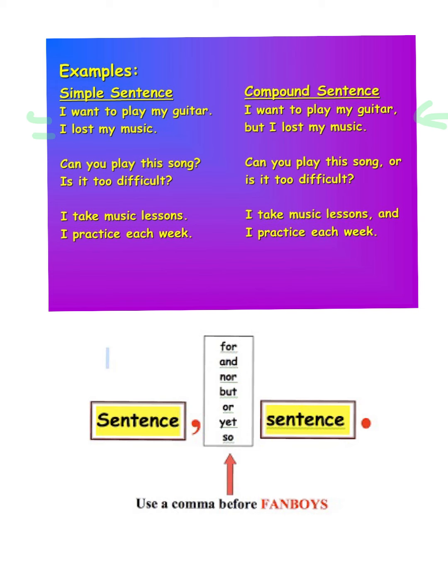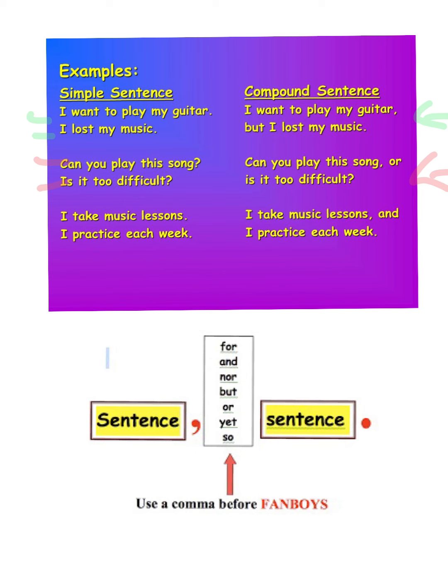Here's our next example. Can you play this song? Is it too difficult? Both of those are two simple sentences or two independent clauses. To make your writing a little more interesting, we could combine them. Can you play this song, comma, or is it too difficult?